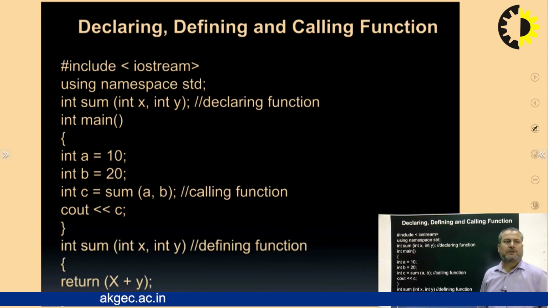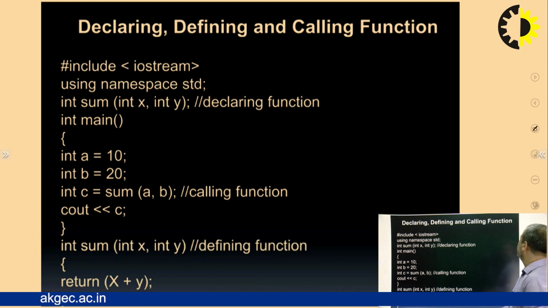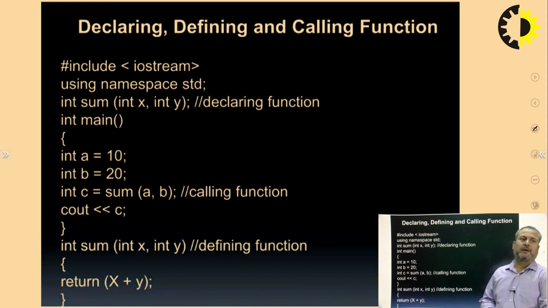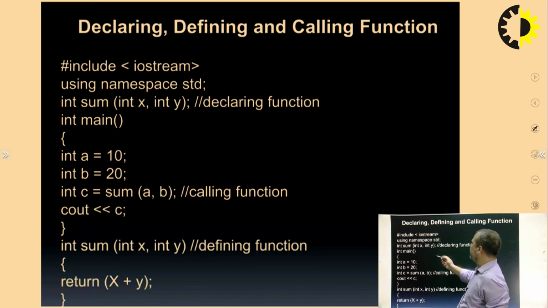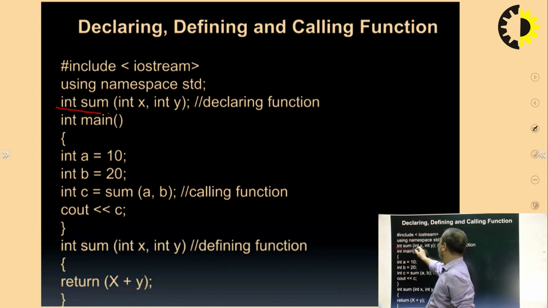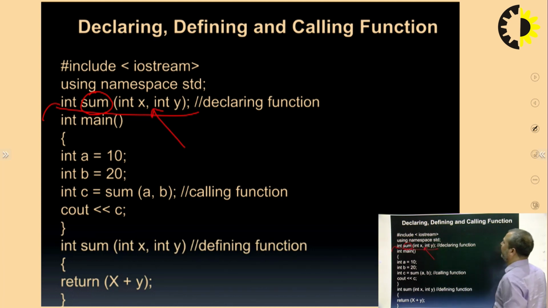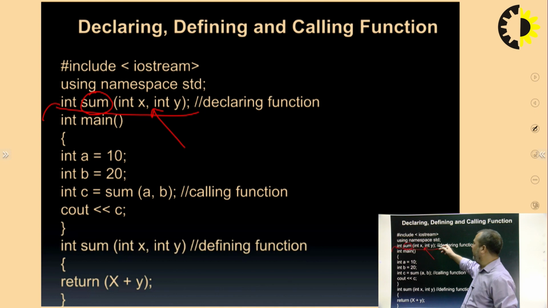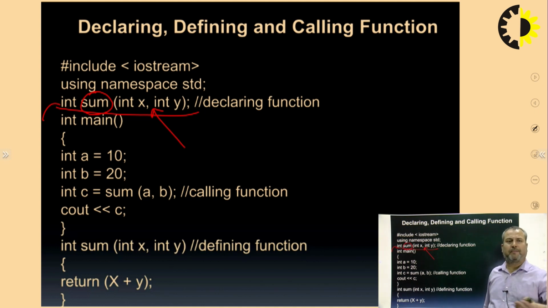This is just an example which depicts how functions work. This is the header file, and this is the function declaration. This is the name of the user defined function which you are going to use. This is the return type of the function, and this is the parameter. We can see that in the function sum there are two parameters, both of type integer, x and y. Even if you don't write x and y here, it will still be considered.